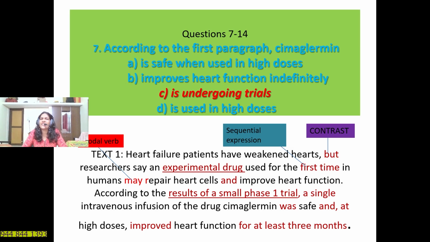So is undergoing trials and is used in high doses. They don't say it is used in high doses. They don't mention it. So what is the option? Option C is the correct answer because it is undergoing trials.